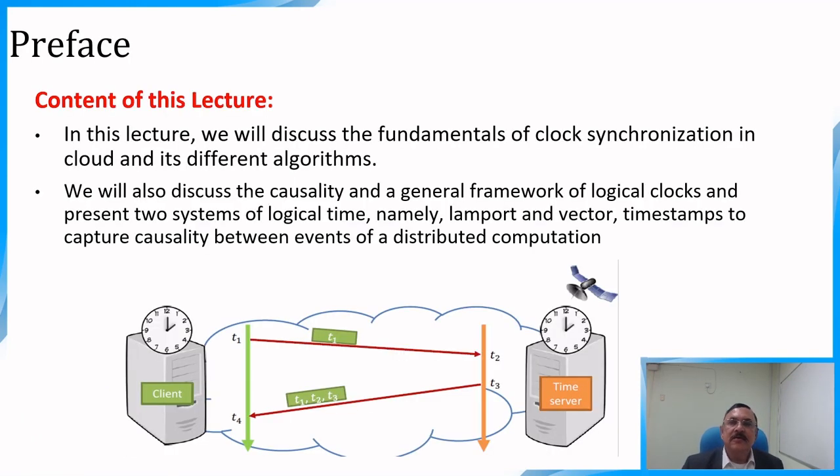Content of this lecture. In this lecture, we will discuss the fundamentals of clock synchronization in the cloud and the different algorithms. We will cover causality and a general framework of logical clocks and present two systems of logical clock, namely the Lamport and the vector timestamps, to capture causality between the events in a distributed system.